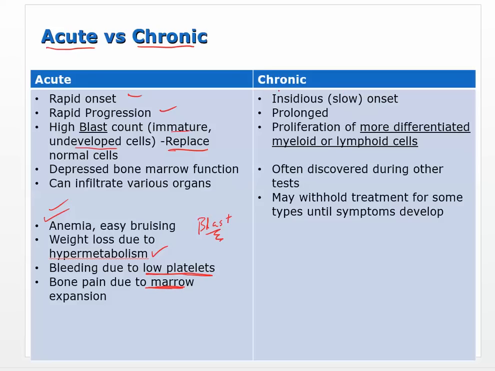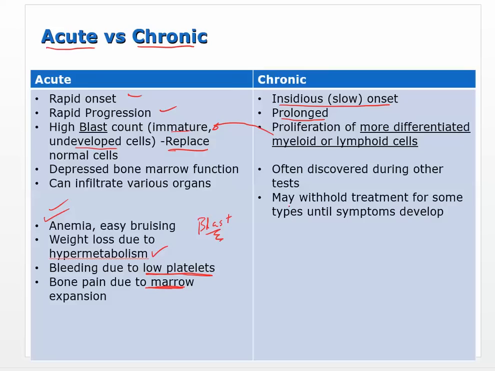All right, so chronic is insidious, which means slow onset, it tends to be prolonged. And the proliferation is different in this way too, in that it's more differentiated cells. Remember, with the acute, we had the blast cells. With chronic, we have more differentiated cells, and they can be, of course, myeloid or lymphoid. So in fact, chronic a lot of times is discovered during other tests. People may be asymptomatic; they may not even know that they have it.